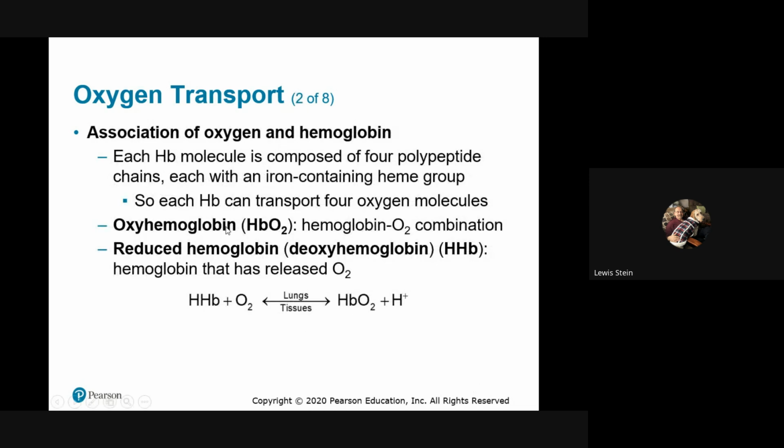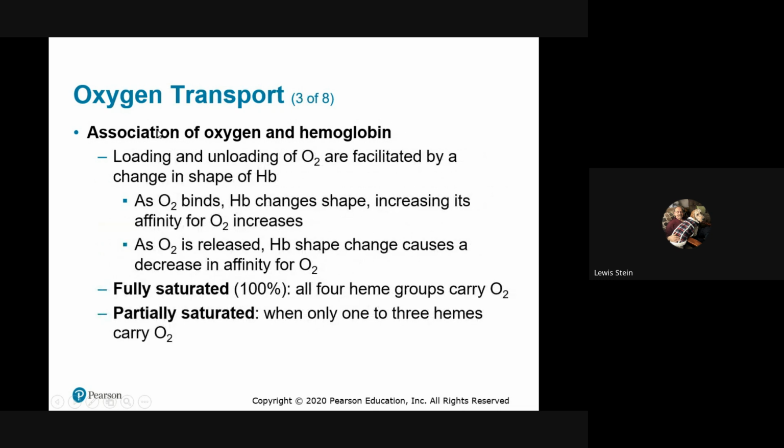So, association: each hemoglobin molecule is 4 polypeptides with the heme. So hemoglobin can transport 4 oxygen molecules. We call it oxyhemoglobin or deoxyhemoglobin. That's fine. Who cares?